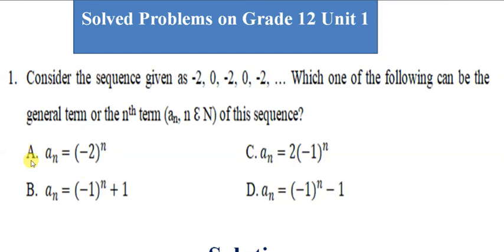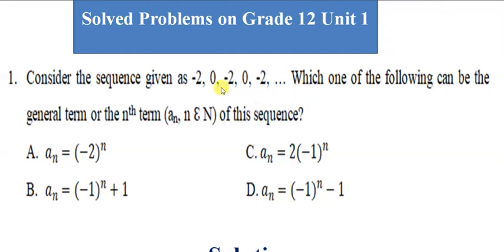In A, the general term an is equal to (-2) to the power of n. In B, an is equal to (-1) to the power of n plus 1. In C, an is equal to 2 times (-1) to the power of n. And in D, an is equal to (-1) to the power of n minus 1. Now, to formulate the general term, first observe the terms of the sequence.